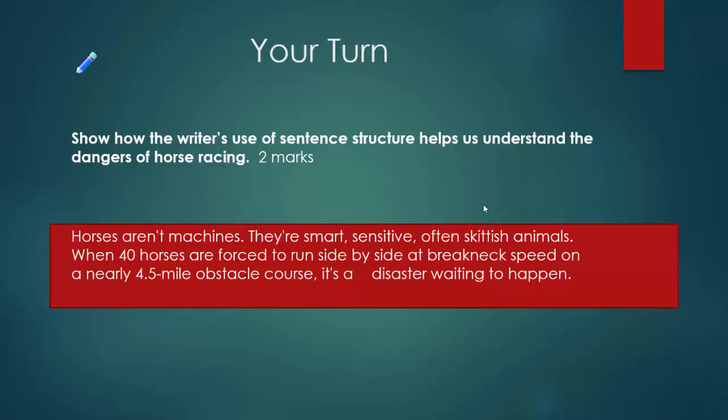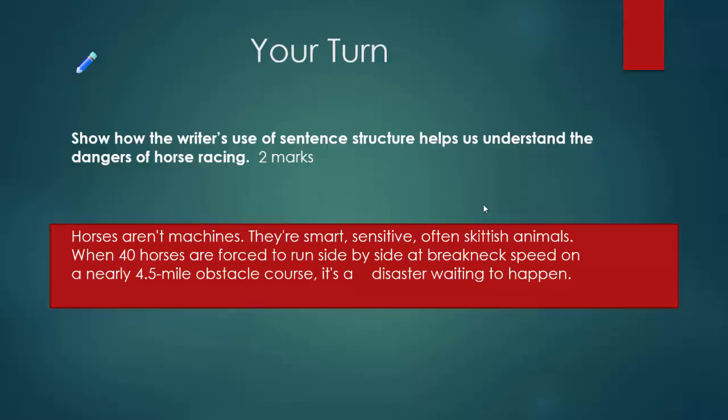Now it's your turn. Okay, so we've got the blue pencil icon at the top of the slide, meaning that you have to copy this into your jotter. Your question is to show how the writer's use of sentence structure helps us understand the dangers of horse racing. It's worth 2 marks. You have to identify the technique used and be able to analyse and evaluate it.